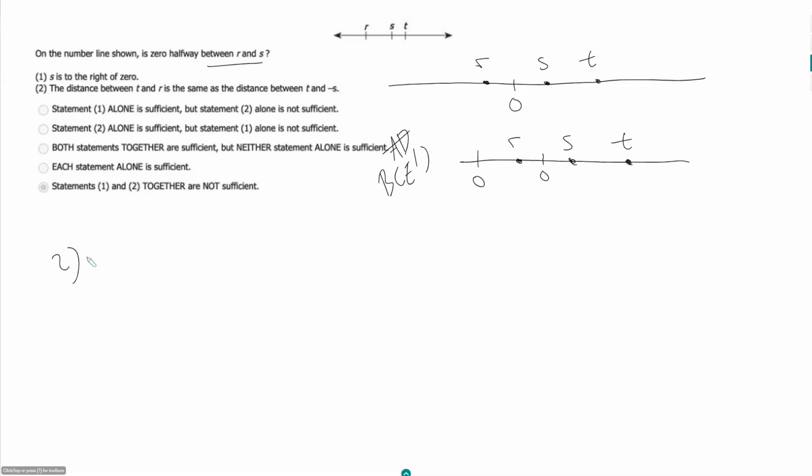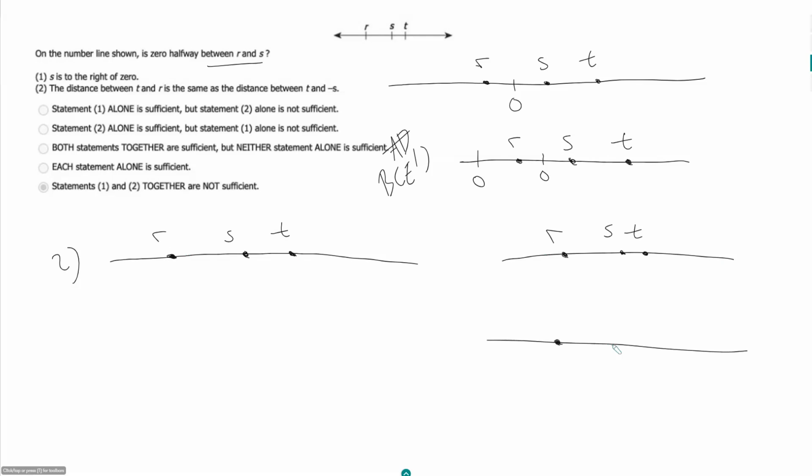Statement 2 says the distance between T and R is the same as the distance between T and negative S. Okay. So maybe I might make myself a few number lines here, because I want to test out a couple scenarios. And maybe I'll make one more. So if the distance between T and R is the same as the distance between T and negative S, the one example that comes to mind most easily is, what if I make negative S the same point as R? So in that case, T will definitely be the same distance from both of them.